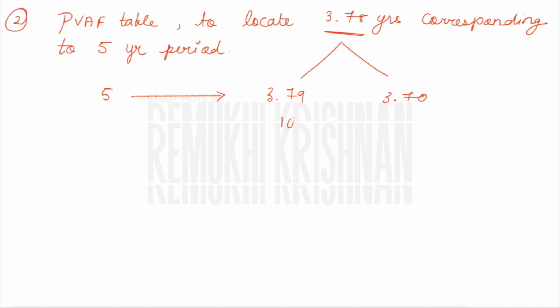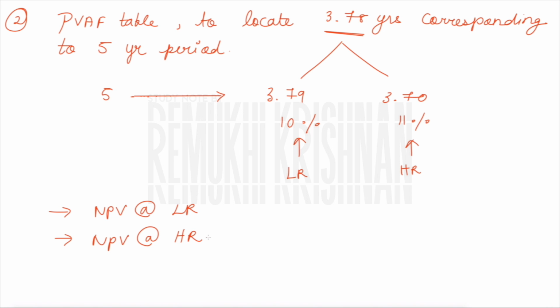So at 3.79 the corresponding discount rate is 10 percentage, and at 3.70 the corresponding discount rate is 11 percentage. So this 10 percentage is considered to be my lower rate and this 11 percentage is my higher rate. So then what should I be doing? Now I have my lower rate and higher rate, so now I'm going to find my net present value at lower rate and net present value at higher rate. After having these four values, that is your lower rate, higher rate, net present value at lower rate, and net present value at higher rate, substitute these values in the interpolation formula, and you will arrive at your internal rate of return. Okay, let me go to the computation part.